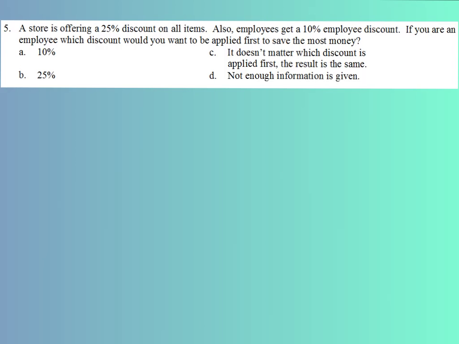So for this word problem, we need to figure out what our two functions are first. So I'm going to go through and I'm going to identify my f of x value and my g of x value. Let's say f of x is the 25% discount. And we'll say that g of x is the employee discount that's a 10% discount.